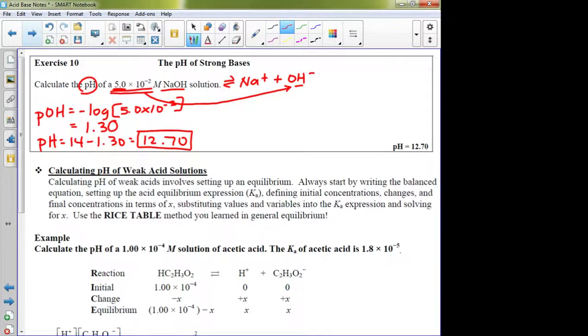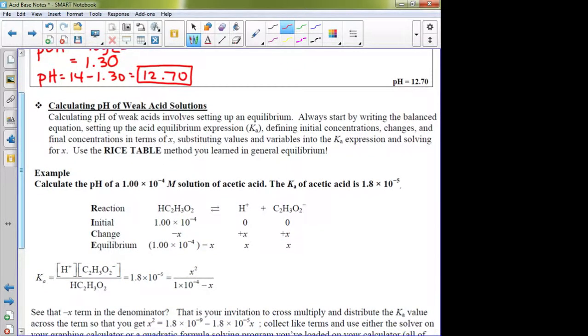Okay. Moving on to the next section of the notes. Calculating the pH of weak acid solutions. Now, if you notice what we did before, calculating the pH of a strong acid is really easy, right? Because whatever concentration they give me is the concentration of my hydrogen ion because it dissociates completely. What do weak acids not do? They don't dissociate completely. So therefore, when something does not dissociate completely, I have to set up our favorite thing ever, and that would be a rice table.